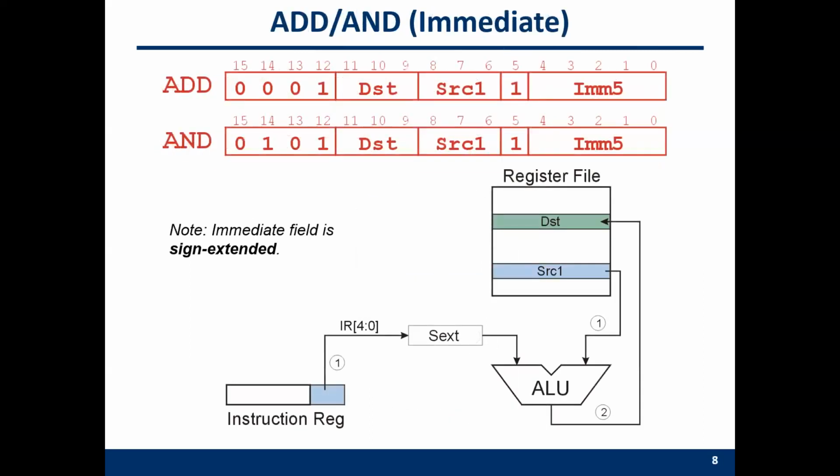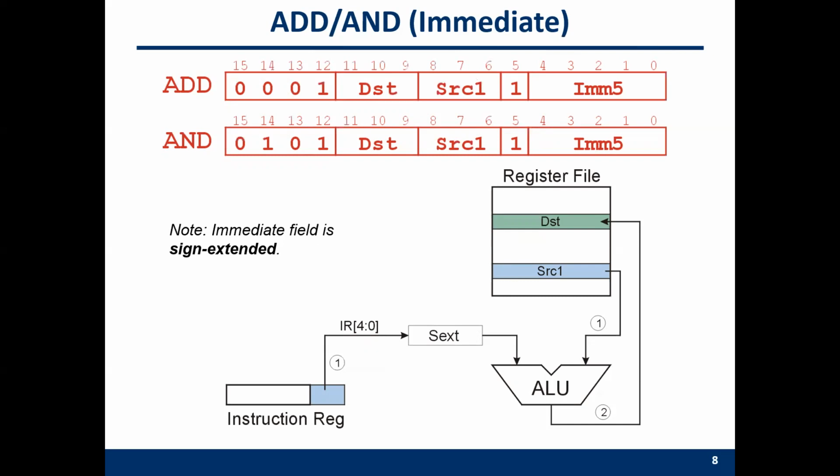Yes. Is the immediate the location in the instruction register, or is it the actual value? The actual value. For example, if you want to add 1 to this source 1, you just encode 1. So it's a constant.